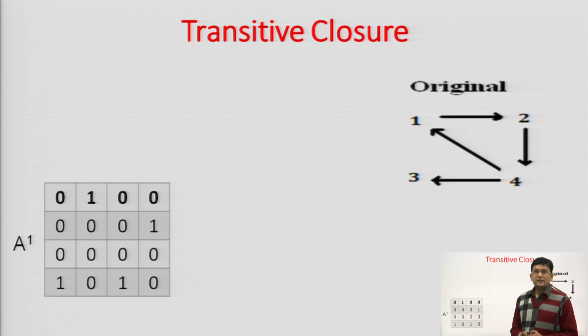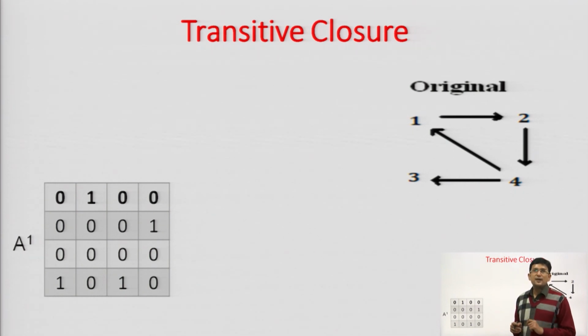Now, let us first discuss the transitive closure in the graph. What is the transitive closure? I will tell you later, but first understand that the graph is given on the right hand side and there is an adjacency matrix that we have formed from this graph. So, what are the entries in the adjacency matrix?